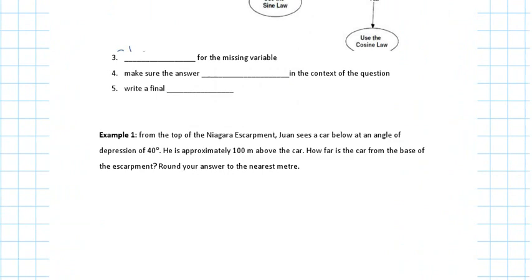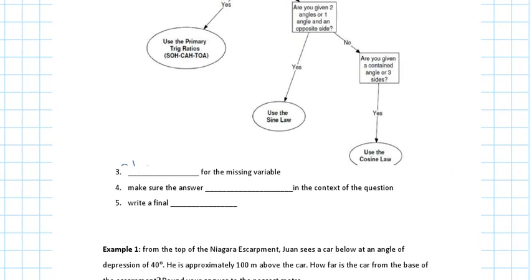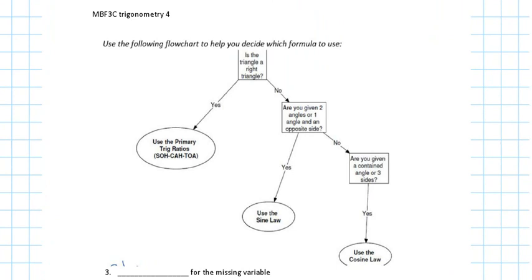So this is kind of like a map. Is the triangle a right triangle? If yes, then you use the primary trig ratios, which is SOHCAHTOA, or the Pythagorean theorem, right? If no, then are you given two angles and an opposite side? If yes, then you use the sine law. If no, are you given two sides and a contained angle, or three sides? Then use the cosine law. So this is pretty much a map.